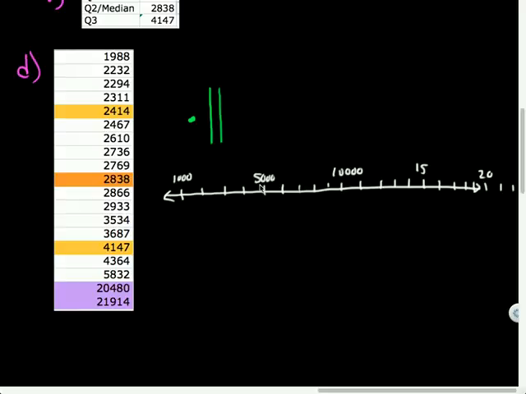4,147 is quartile 3. So here's 5,000, so a little over 4 grand is right there. So this is my box. I can draw my first whisker. Now, since I have these outliers, 5,832 will actually be the upper end of my whisker here. So 5,832, here's 6,000, so the whisker would be right there-ish. And then I actually will plot those other points, so 20,000 and 21,900.